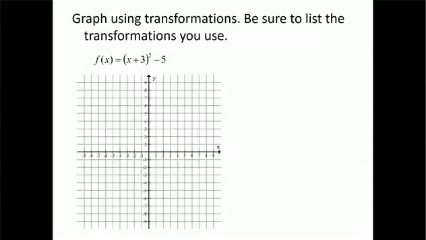Let's graph this function using transformations. We need to be sure to list the transformations that we use. We have f of x is equal to x plus 3 squared minus 5. The first thing to do is to identify the library function.